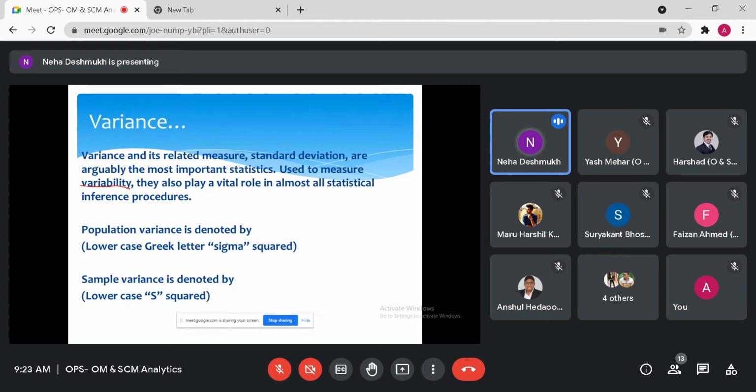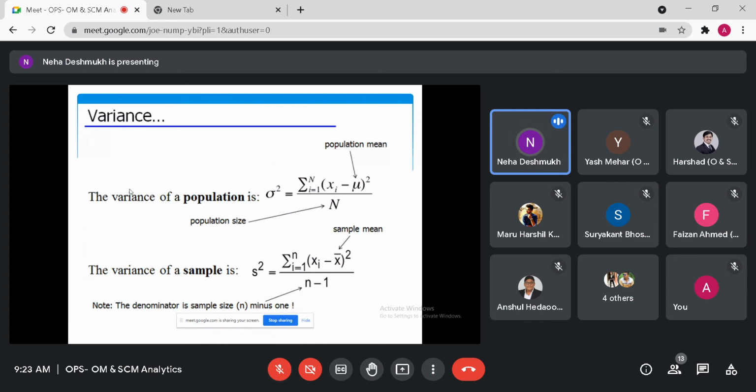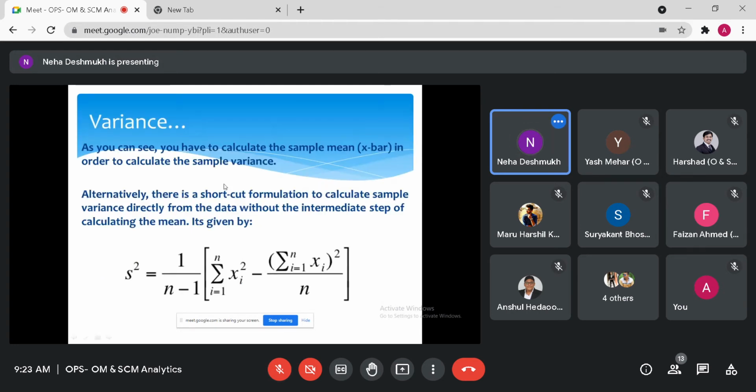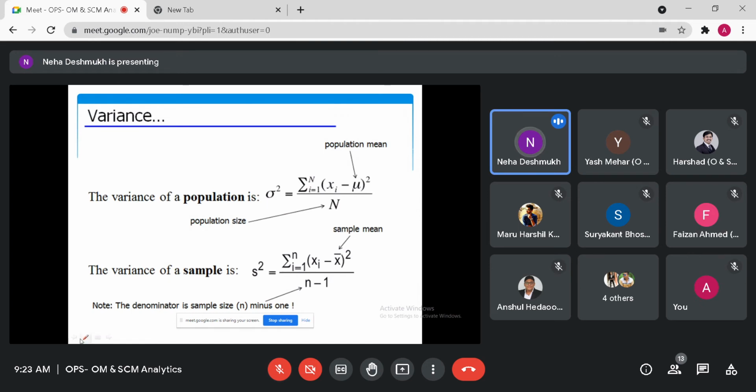Two types of variance formulas are there. One is for population, and the other one is for sample. Population variance is denoted by sigma square, and sample variance is denoted by s square. The formula is summation i equal to 1 to n, xi minus mu whole square, upon n. It's the population variance, and the sample variance is the same formula with n minus 1.